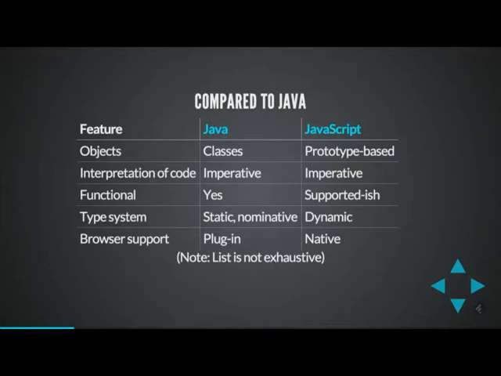Functional. Java now supports functional code quite well, like Lambda, if anyone knows that. JavaScript is kind of functional. It's functional in the way that every function is a first-class citizen, which I don't know if you know what that means. It just means that you can do a lot with functions, and functions are an important part of JavaScript. I will also come back to that when it comes to code.